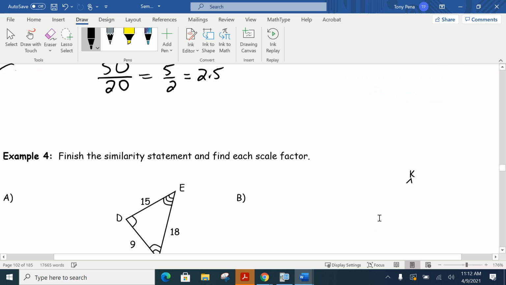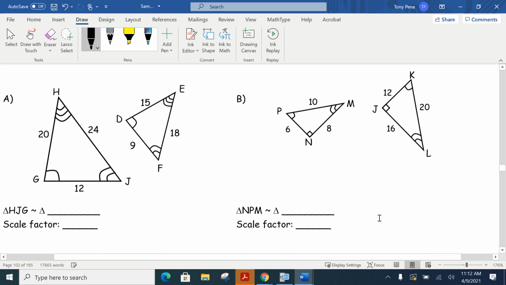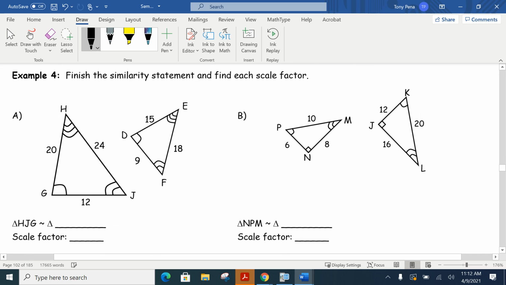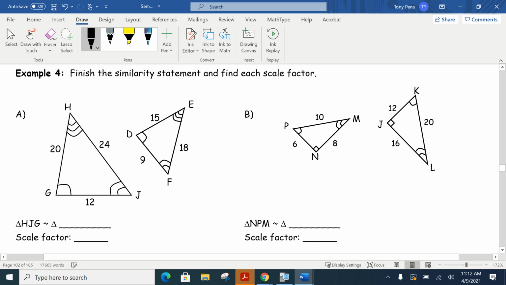All right, so with that, oh no, we have one more. Sorry. Finish the similarity statement and then find each scale factor. Do letter A, these hopefully we can do. So H corresponds to what angle in the other triangle? J corresponds to what angle in the other triangle? And then we're going to put those in order. And then real quick, tell me what the scale factor is going to be.